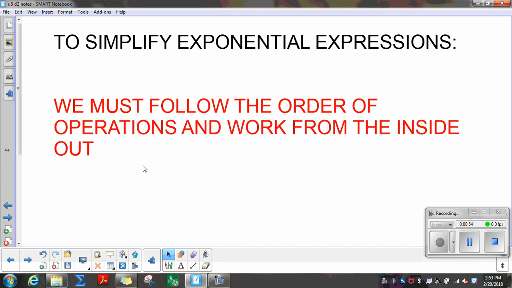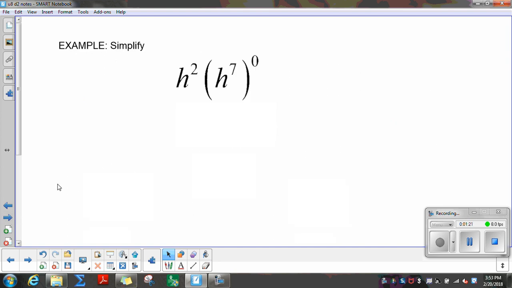So to simplify exponential expressions, which is basically just something with an exponent, we must follow the order of operations and work from the inside out. So basically the contradiction of what I just said. So we still follow it, like we work from the inside out. That's the extent. But there's not like we do law 1 first and then law 2. Not that kind of order, but we just want to work inside out so we can get the full understanding of what we're doing. So let's try an example.